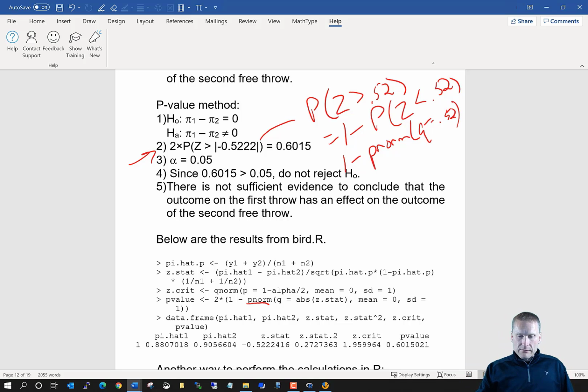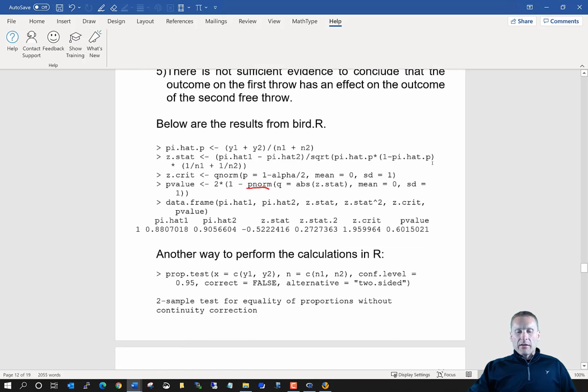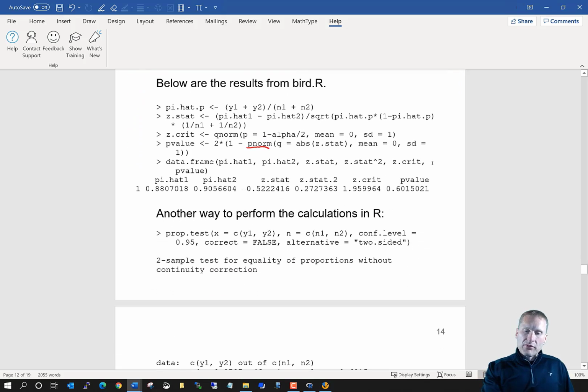So step 3, state your alpha value, 0.05. And step 4, well, because 0.6 is greater than 0.05, do not reject H0. Okay. In terms of doing some of these calculations in R, please take a look at this on your own. Again, it's just a matter of putting the mathematical expressions in terms of the R syntax. We've done very similar things like this in the past.